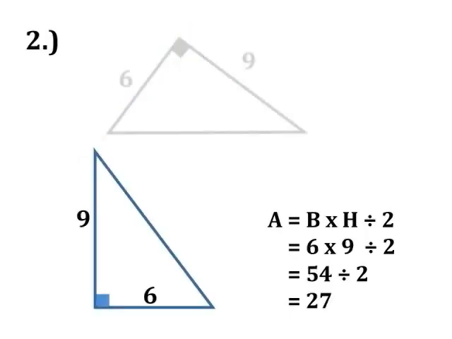Number 2, nakatumba yung triangle. So itatayo natin. Base is 6 yung nasa ilalim after natin itayo. Height is 9 yung vertical. So area equals base times height divided by 2. 6 times 9 divided by 2. 6 times 9 is 54. 54 divided by 2 equals 27. So the area of this triangle is 27.